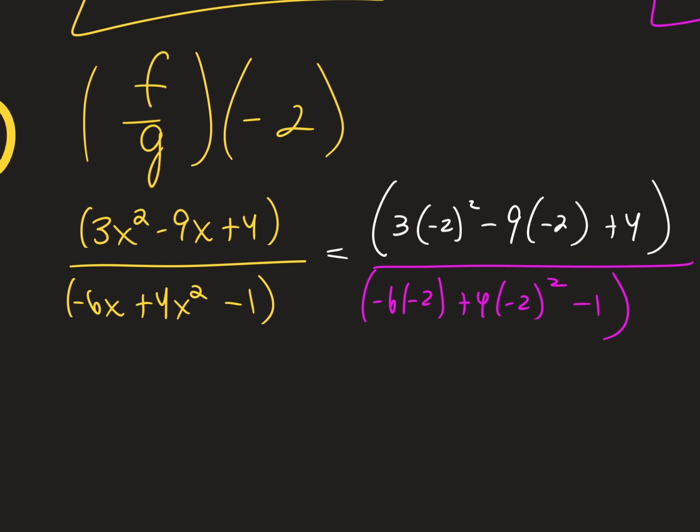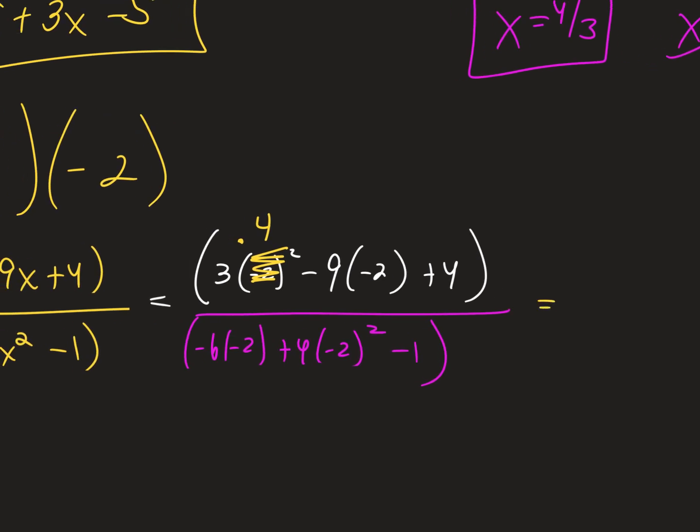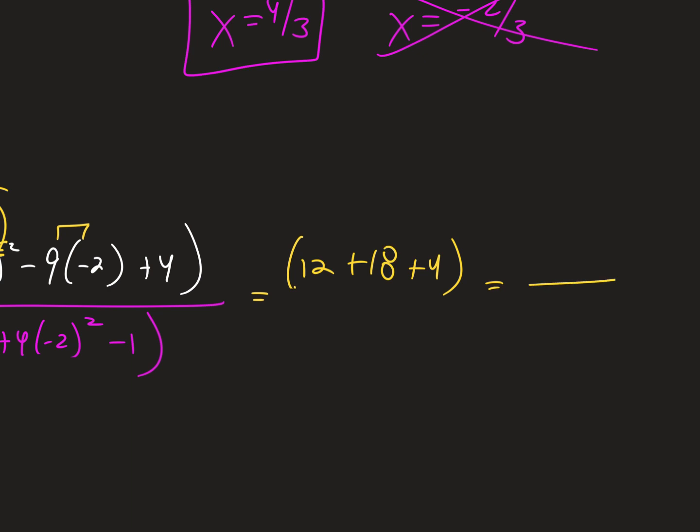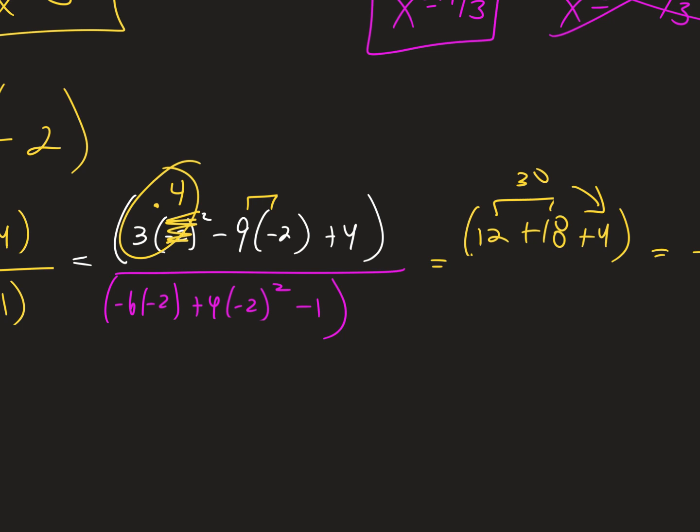Simplify throughout. What is negative 2 squared? 4, okay. So then what's 4 times 3? 12, okay. What's a negative 9 times a negative 2? Plus 18 plus 4. Everybody with me? Keep simplifying the numerator while we're going. What's 12 plus 18? 30. And what's 30 plus 4? 34. Perfect.